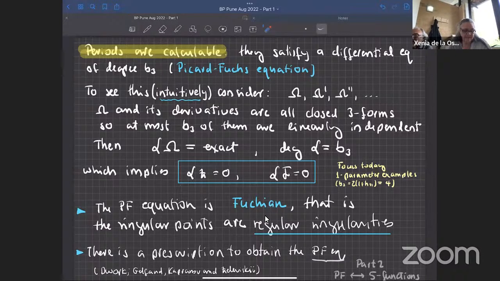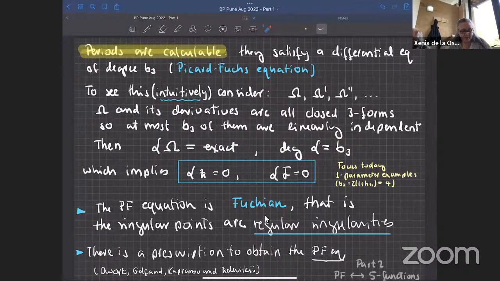So one can see this intuitively as follows. Consider starting with a holomorphic three-form and varying with respect to the parameters. Here I'm illustrating just assuming that I have a one-parameter family. So Omega prime means variation with respect to the complex structure parameter. So you start taking variations of Omega with respect to the complex structure. And of course, Omega and its derivatives are all closed three-forms because the exterior derivative, the de Rham operator, commutes with these variations of the complex structure. So they are all closed three-forms. Therefore, at most b_3 of them are linearly independent. So at some point, you get a differential operator L acting on Omega, and you get something that is exact in cohomology. And the degree of L has to be b_3.